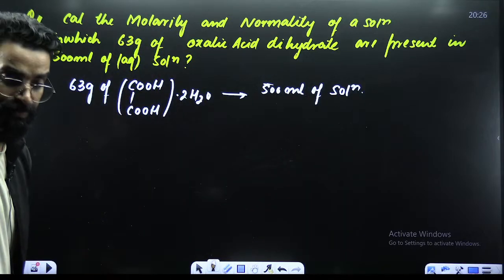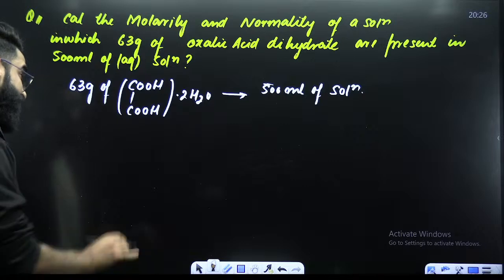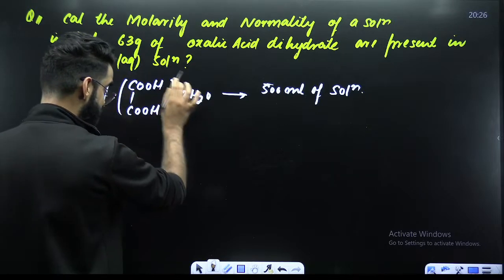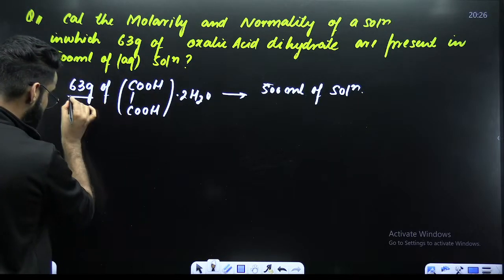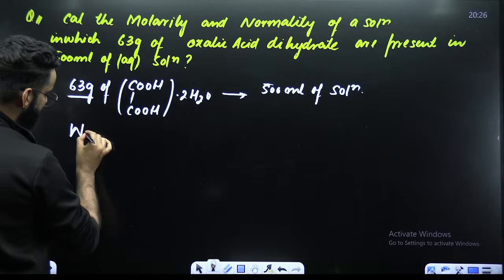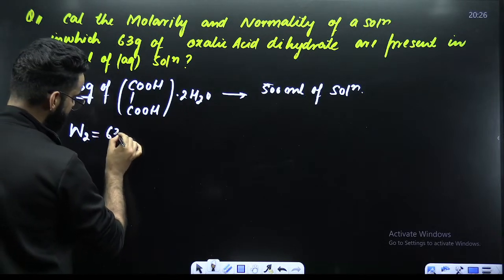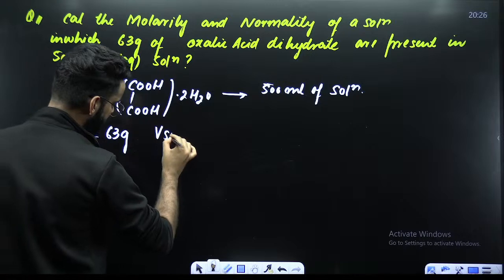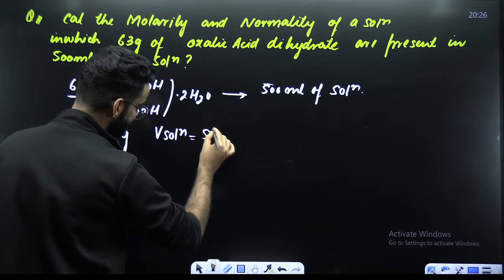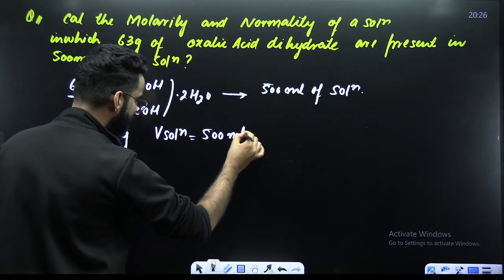Since the solution is aqueous, that means the solvent is water. If water is the solvent, then this oxalic acid dihydrate becomes my solute, and this is the mass of solute, generally represented by W2, which is 63 grams. What about the volume of the solution? The volume of the solution is given as 500 ml. What am I supposed to calculate?